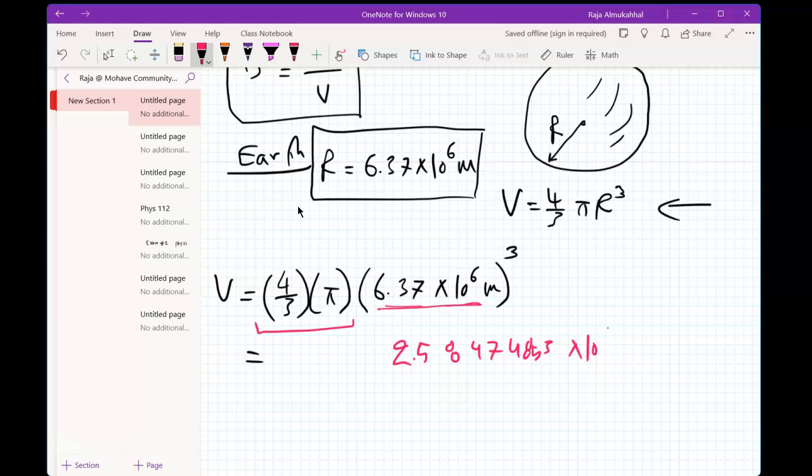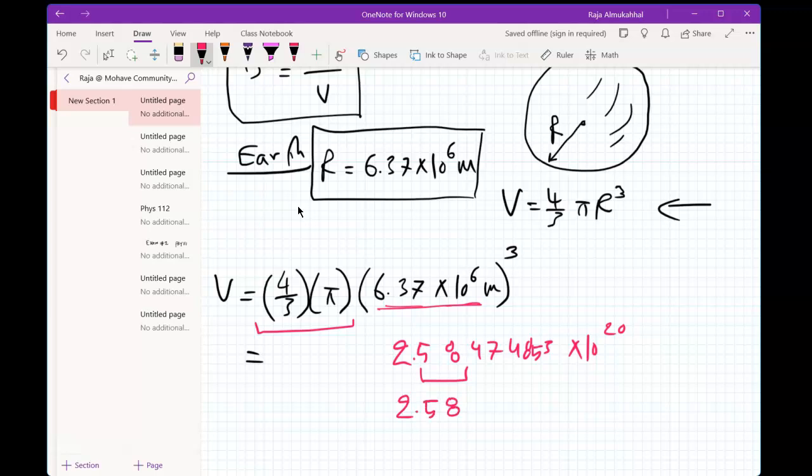2.58474,853 times 10 to the 20. Okay, that's the number that I'm seeing on the calculator. It looks like a credit card number. Okay, so you don't need to write all that. All you need is really maybe 2 digits to the right of the decimal point, which should be good enough.